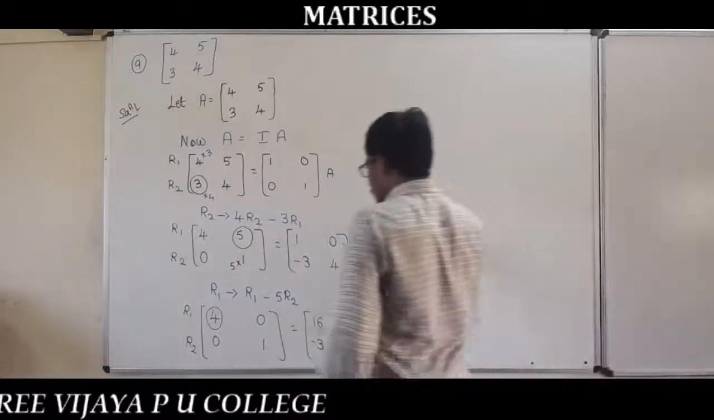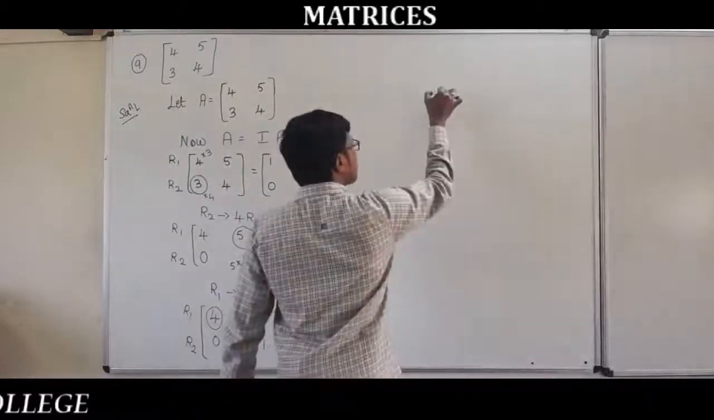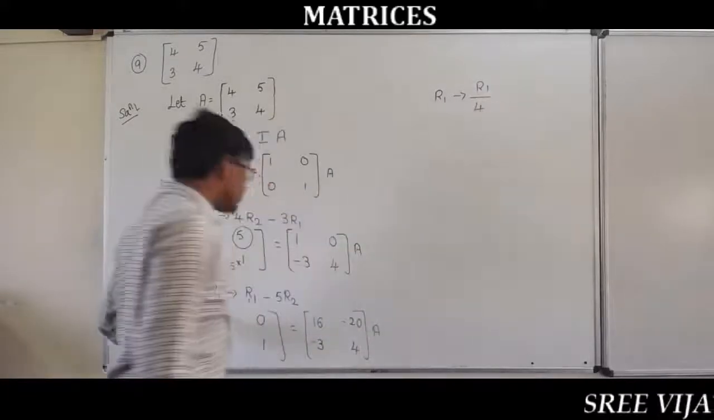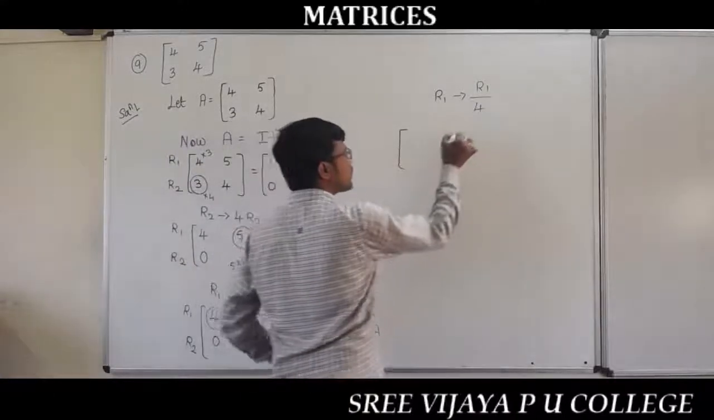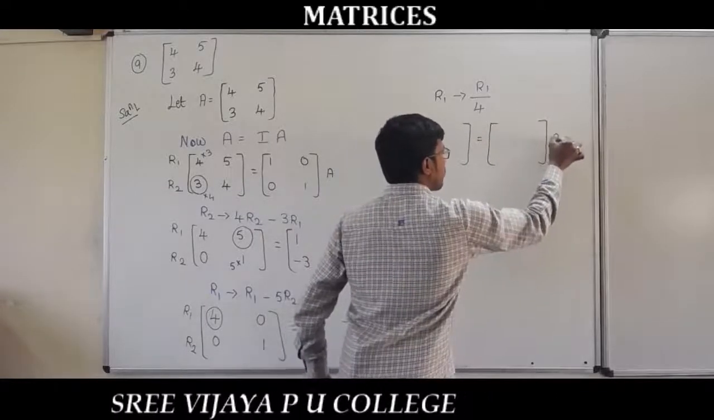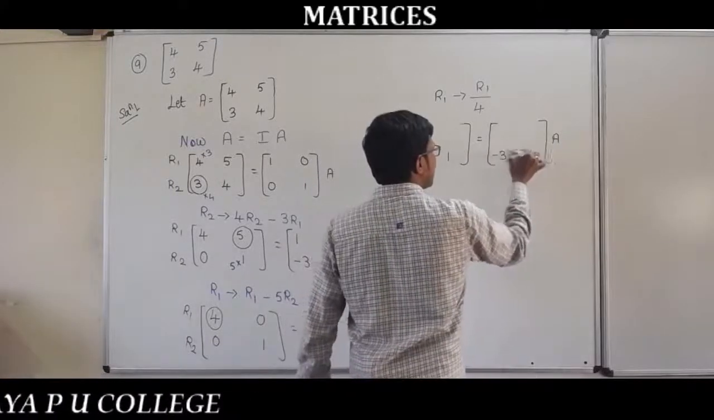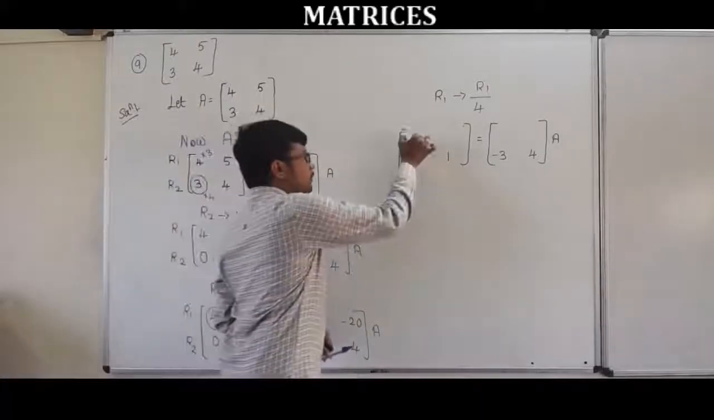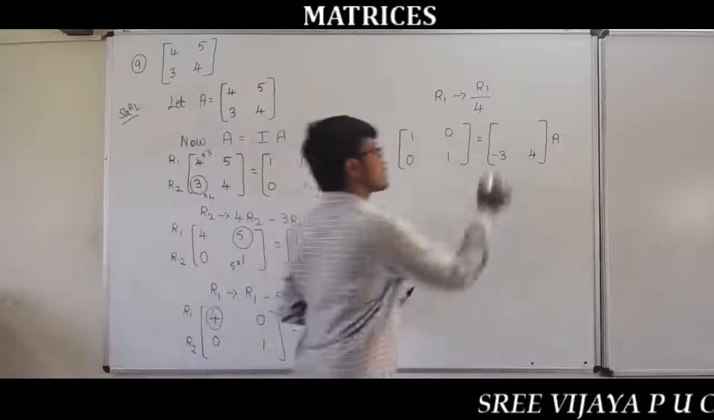That is R1. R1 can be changed as R1 by 4. You can divide with 4 and you will get that answer. Now R1 will change. What about R2? R2 will be as it is, so that will not change. So R2 is 0, 1, minus 3, 4. R1 will change according to R1 by 4. So 4 by 4 is 1. 0 by 4 is 0. 16 by 4 is 4.